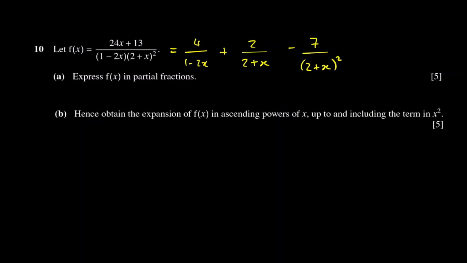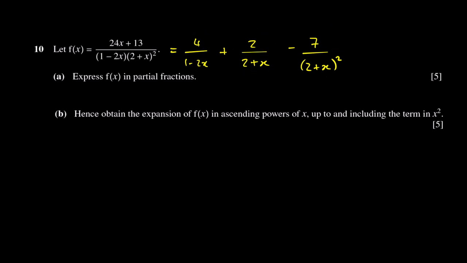All right, then, so here we are in part B. Part B is hence obtain an expression for f of x in ascending powers of x up to and including the term in x squared. Okay, so what's this about? Well, basically, we've got to use our binomial expansion to expand each of these terms here.